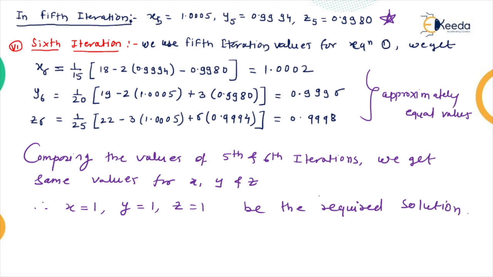So this is the Jacobi iterative method. We have to take iteration after iteration until we get approximately equal values. So here we took a total of 6 iterations, guys, and you stop when the 5th and 6th iteration values are the same. I hope you understand this problem for the Jacobi iterative method very clearly.